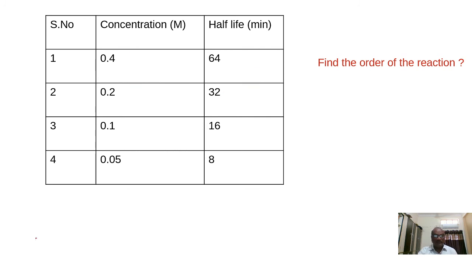Otherwise, you put in that formula T1 by T2 is equal to A2 by A1 power n minus 1, and you solve for n, you will get it is 0.